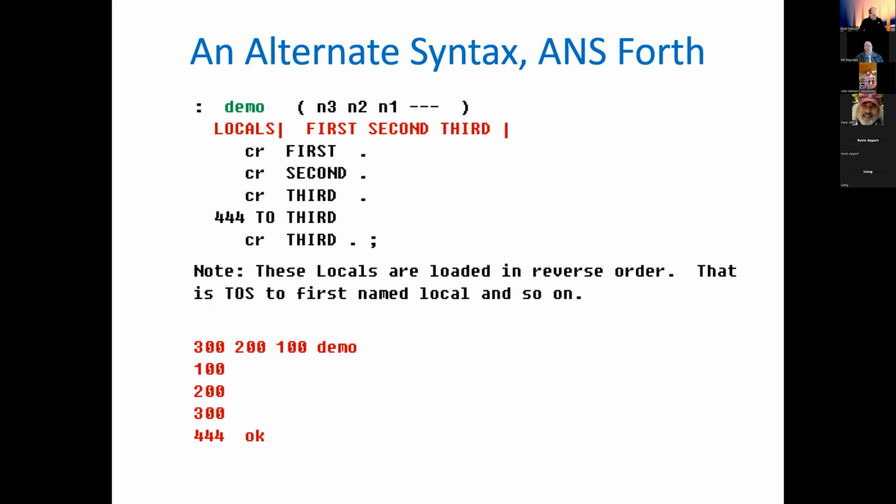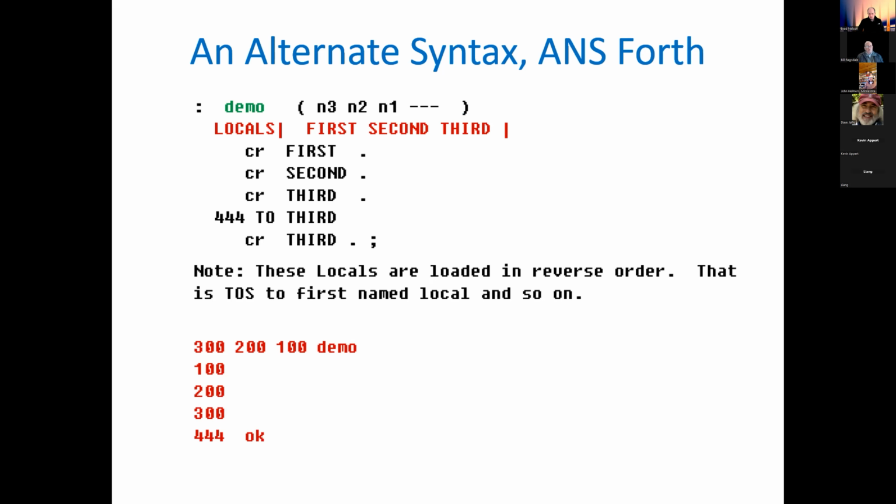Here's a demonstration of that alternate syntax. In this case, there are 3 values on the stack, N3, N2, and N1. Declaration is made. And so the values of first, second, and third are loaded. Now, very important, they are loaded in the opposite order from the one that Andrew selected. So in this case, it's last in, first out. So on that declaration, the top of stack is N1, and since the first variable name is first, N1 goes into first. It's consumed from the stack. Then N2 goes in second, and N3 goes in third.